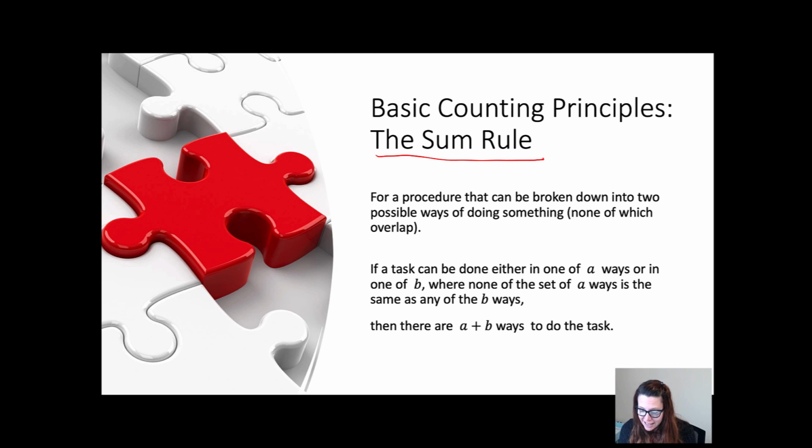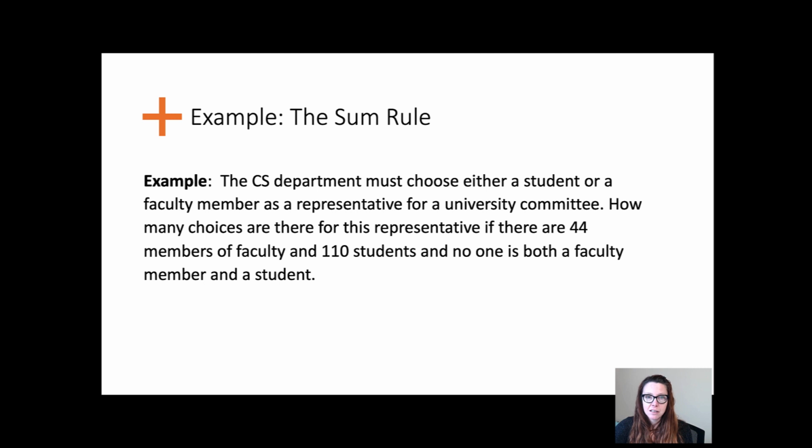Okay, so if a task can be done in one of A ways or in one of B other ways, and where none of the set of A ways or the set of B ways overlaps, then there are A plus B ways to do the task. So let's look at some tasks. It always helps to map it to something legitimate. Okay, so here's an example.